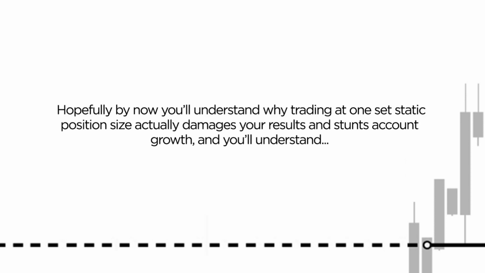So hopefully by now you'll understand why trading at one set static position size actually damages your results and stunts account growth. And you'll understand why managing risk is so important. Again, because we have to trade with consistency and with risk managed so that we're able to achieve consistent results via the 3 types of trade outcomes that we've just discussed. If you go away and implement this, you'll undoubtedly see results, and for a few of you, hopefully this will be the next step in your evolution as a trader, and it'll get you that bit closer to success, or at the very least it'll introduce a crucial consistency aspect to your existing trading.